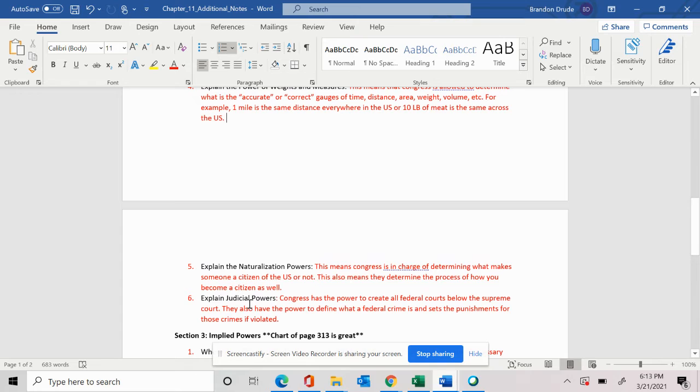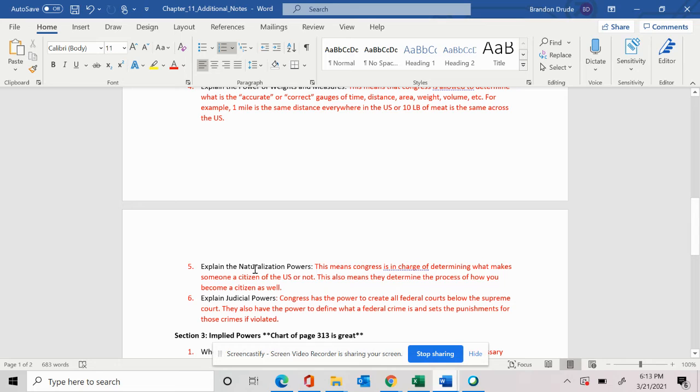Okay, Congress has the power of naturalization. So this basically means that they decide if someone's a citizen of the United States or not. They get to determine how you become a citizen.